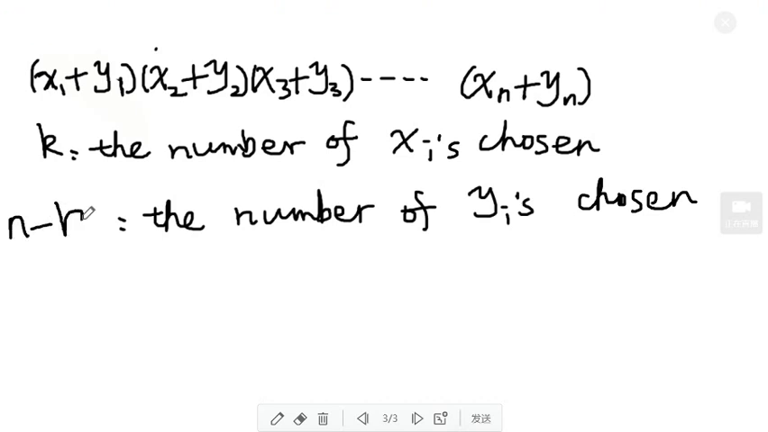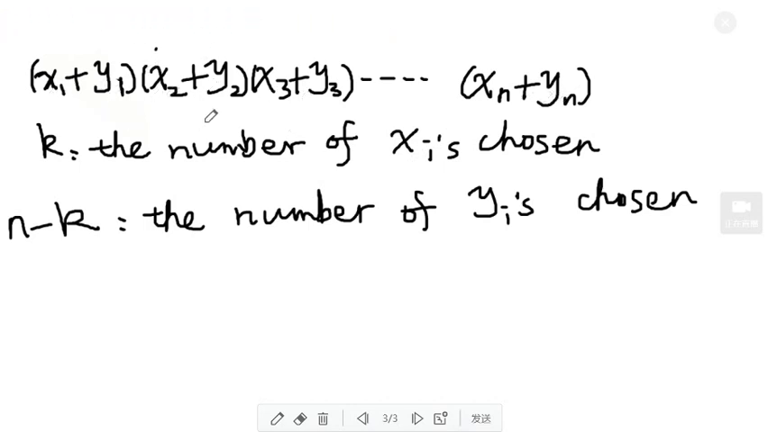N minus k, because you will notice that in each term you are going to have an object, right? Of course, what are the possible values for k? K can be 0 when you choose all the y. K can be 1. K can be 2. What is the largest value k can be? When k is n, which means we choose all the x in each parenthesis.